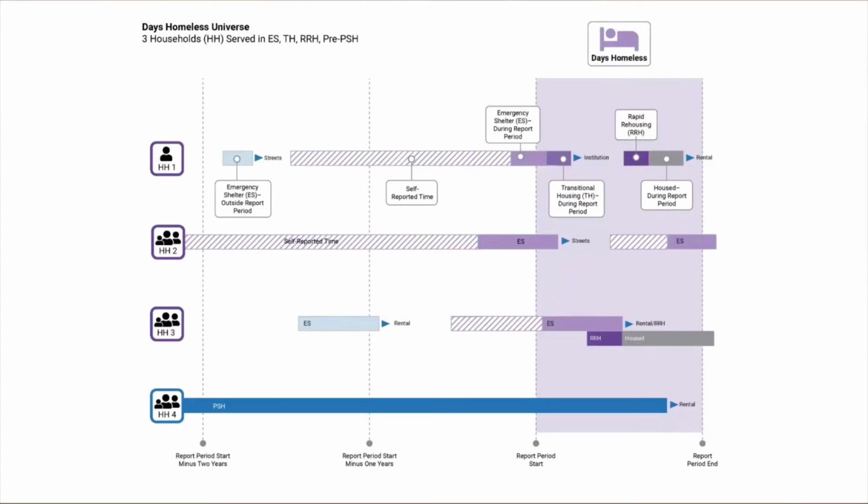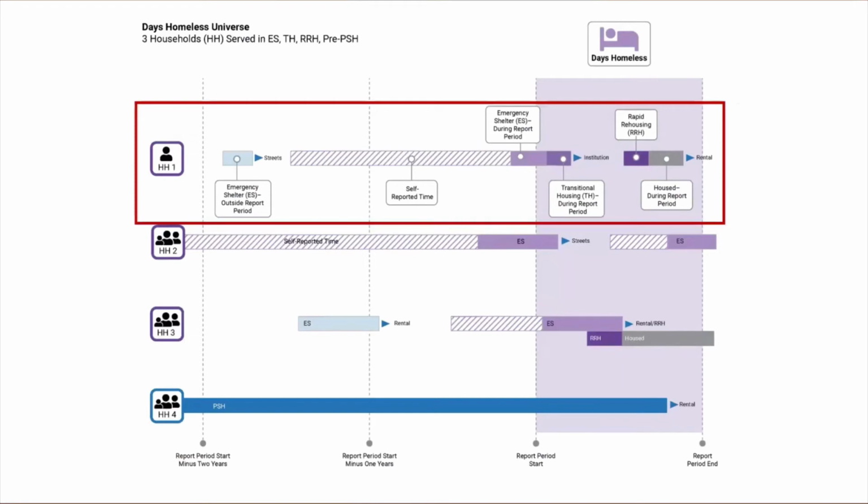Households with days homeless are households that spent at least one day in emergency shelter, safe haven, transitional housing, or rapid rehousing, or days enrolled in permanent supportive housing prior to move-in during the report period. In this graphic, 3 of the 4 households had days homeless during the report period, shown by the purple box around the household icon. Households that only had self-reported days homeless during the report period are not included in this universe.